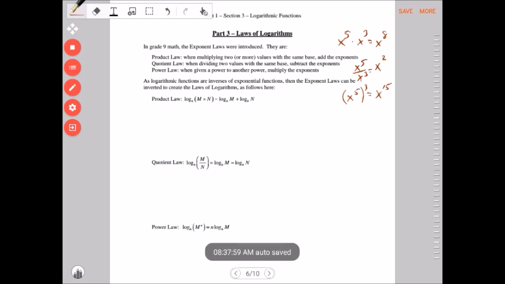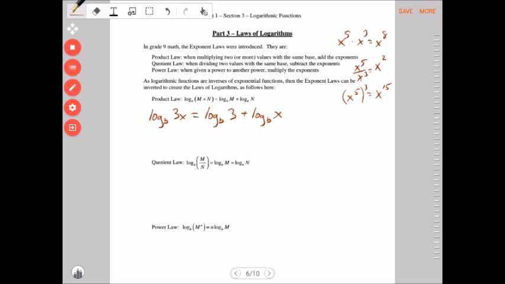So how this is going to work for us is if we have something like log base b of, let's go 3x. The 3 is multiplying the x, so this is like 3 times x, and I can separate this out into log base b of 3 plus log base b of x. So we can separate the logs going that way. It just makes things easier to solve.